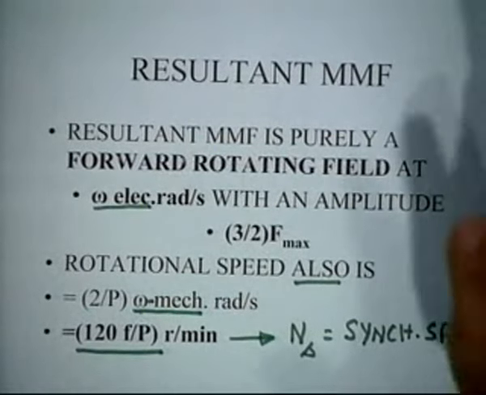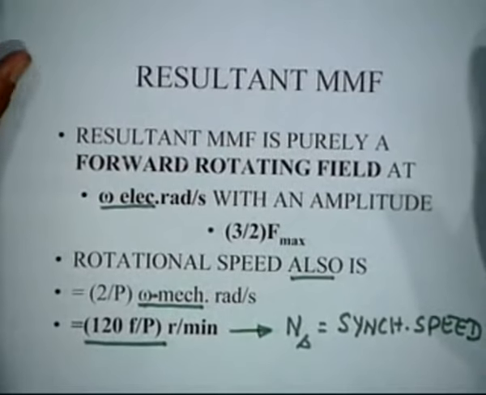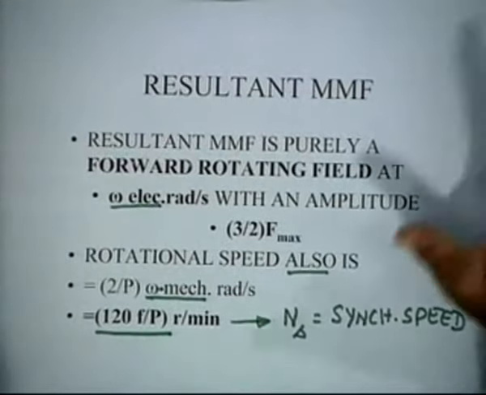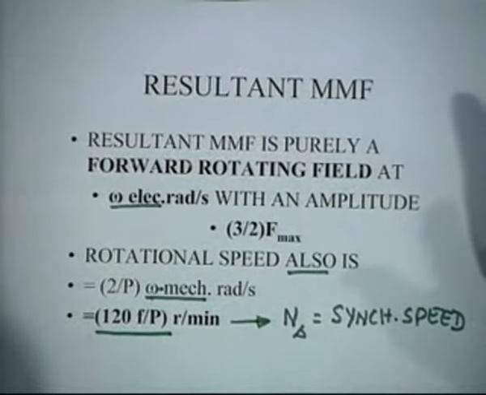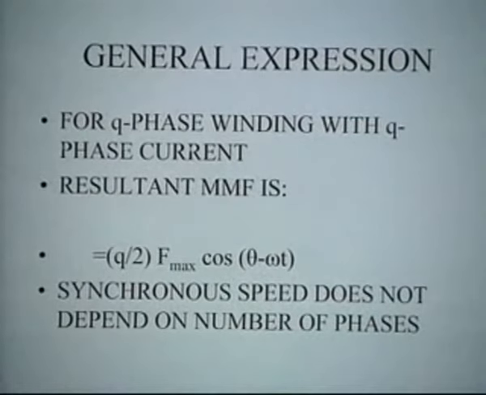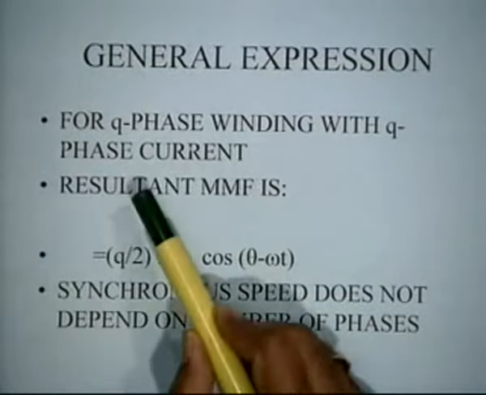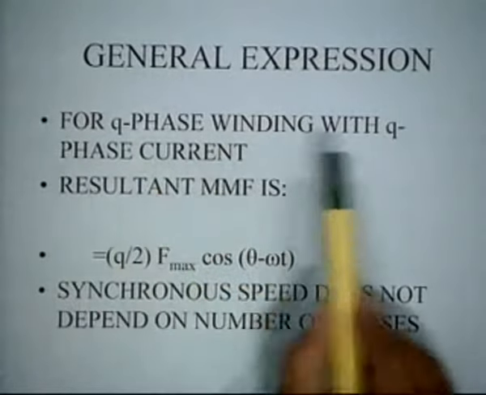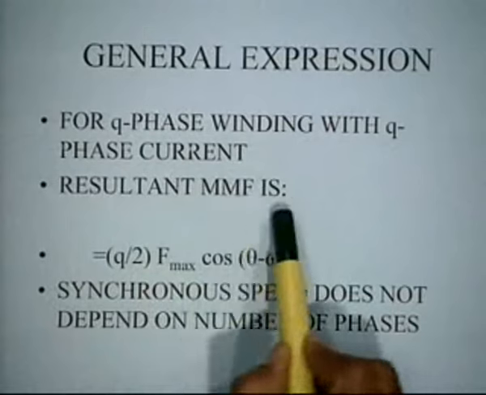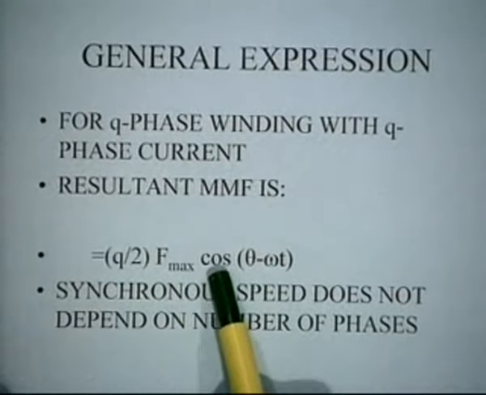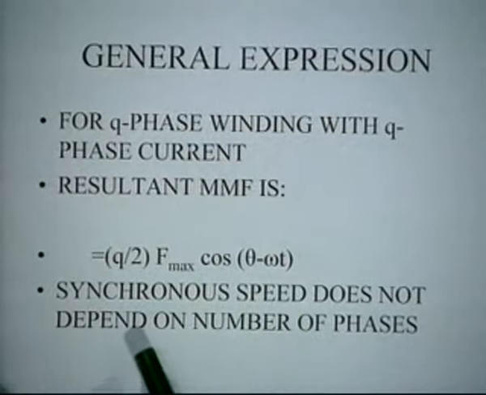So, we come out with an important conclusion that 3-phase windings displaced by 120 degrees with 3-phase currents will result in a rotating magnetic field with 0 backward field. Now, it is not necessary to have only 3 phases, you can have any number of phases, right. Therefore, any general q phase winding with q phase currents will give rise to a resultant MMF, which is q by 2 F max cos omega t cos theta minus omega t. This is one important conclusion that you have.